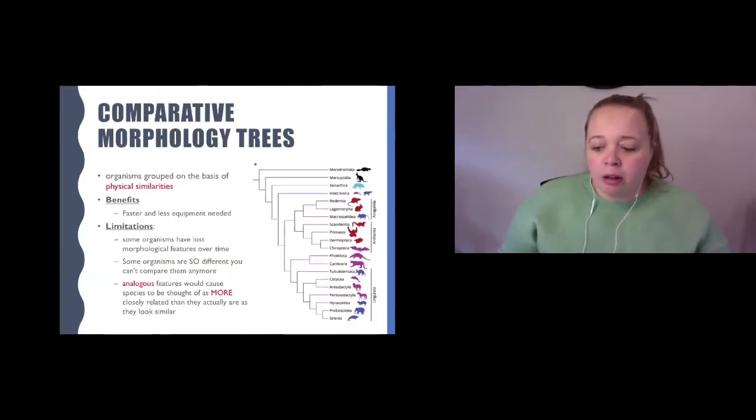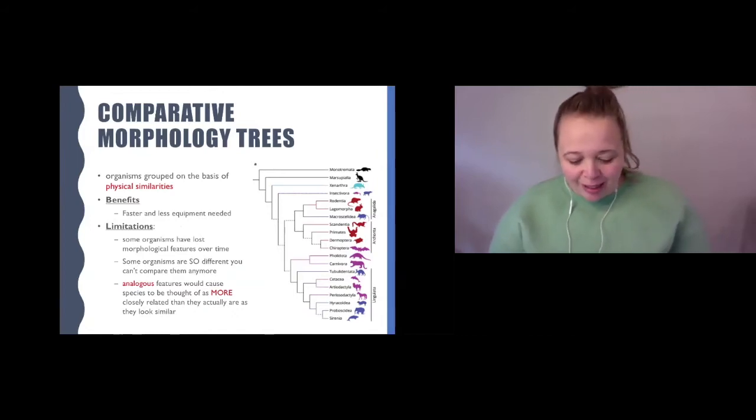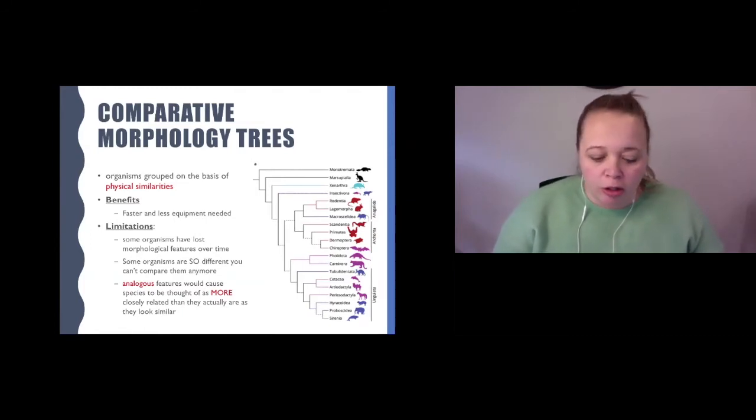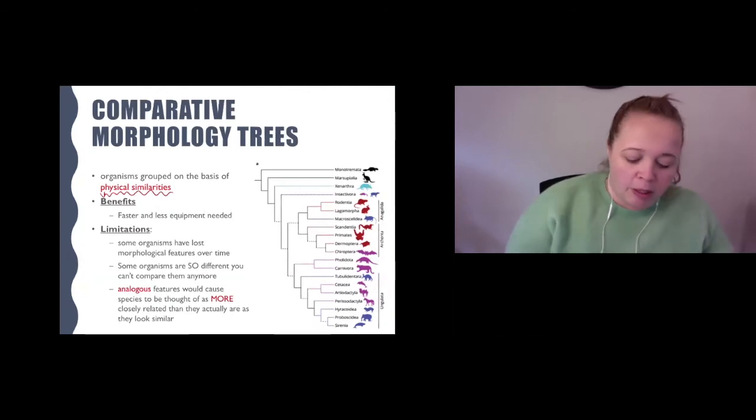So we're on page 7 now, but you'll notice that I don't have a little subheading called benefits, so you might have to add that in. These are the historic trees. You might have seen them; they look a bit like this. This is what I call a comparative morphology tree. It is based on what they look like, on physical similarities between organisms.